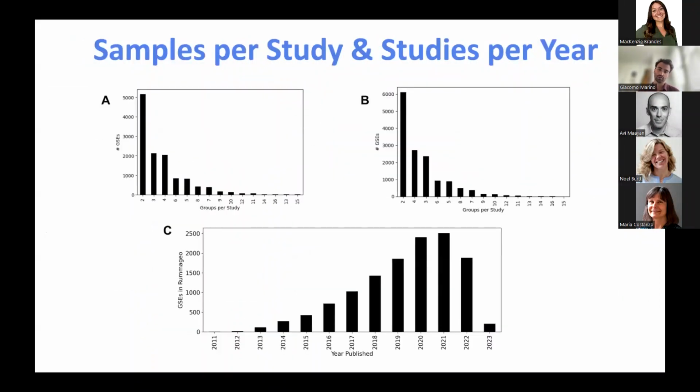We can also look at the groups per study, and here we see something interesting in the fact that there is a bias towards an even number of groups. You can see 3 and 4 being equal and 5 and 6, but the majority being 2 experimental groups that are being compared. And we can also look at the number of studies per year, and this was taken from a mid-year 2023 release of ARCHS4, and we're currently updating the resource. So you can see there's some drop off there.